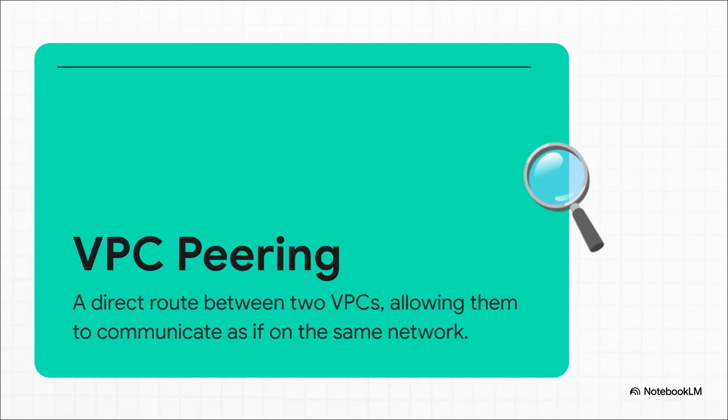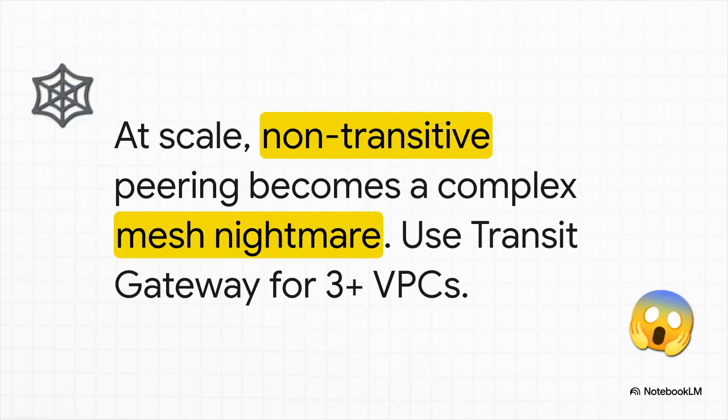The best way to picture this is like a private, secure walkway that's built directly between two VPCs. Once you set that up, the resources in both VPCs can just talk to each other using their private IPs, almost like they're on the very same network. For connecting just two networks, it's super simple, and it works great. But, and this is a big but, here's the catch. VPC peering is non-transitive. What does that mean?